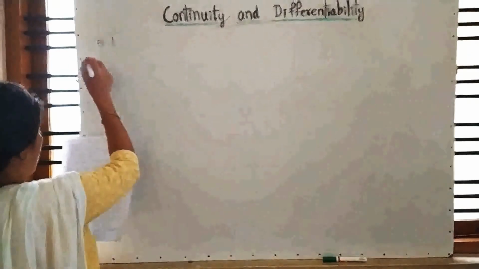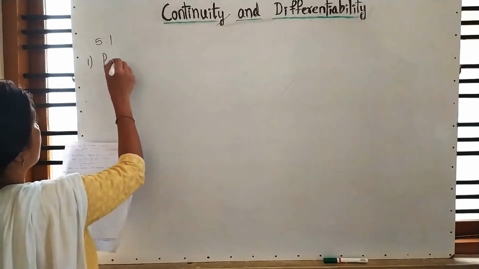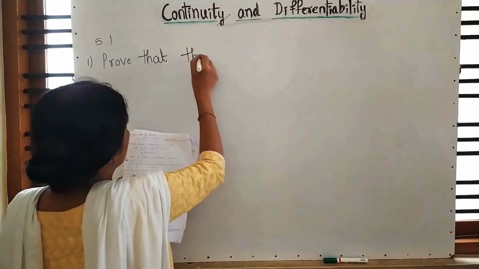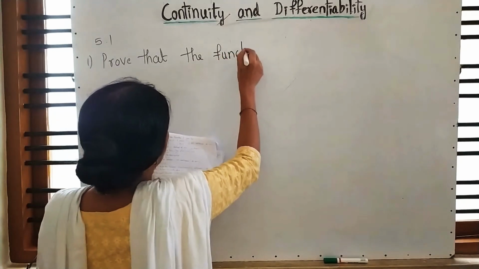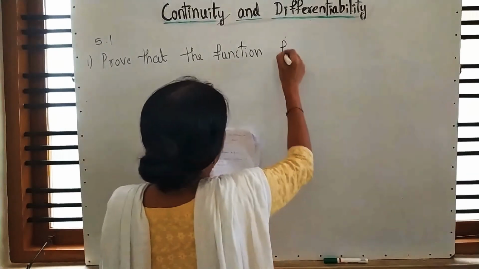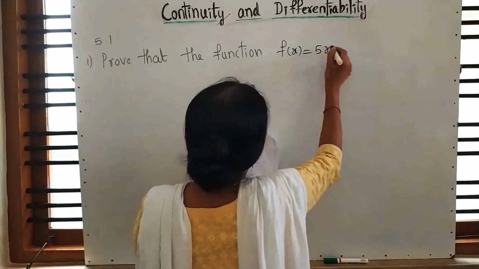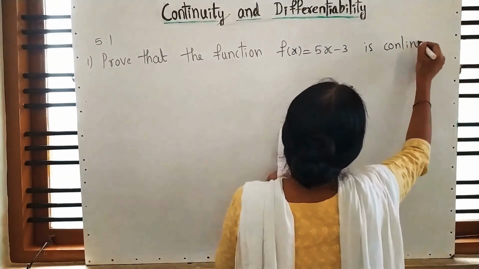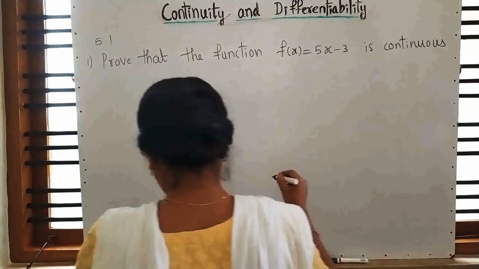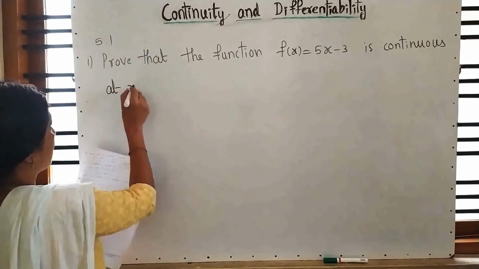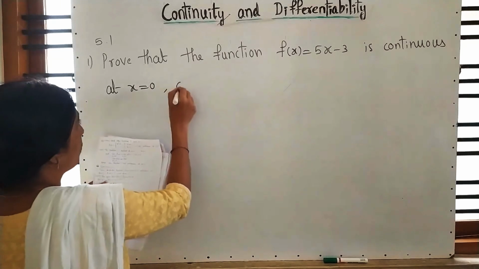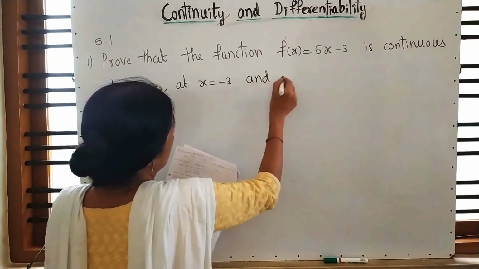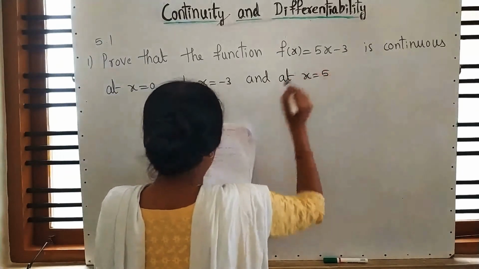Exercise 5.1, the first question. Prove that the function f of x equal to 5x minus 3 is continuous at x equal to 0, at x equal to minus 3, and at x equal to 5.